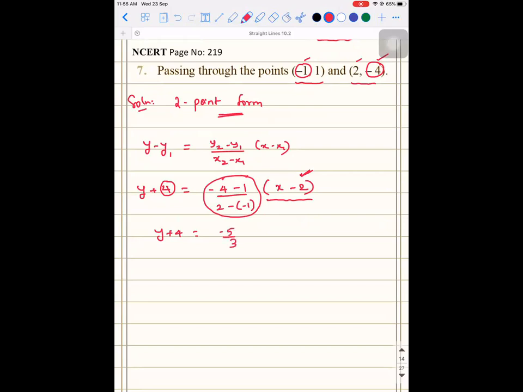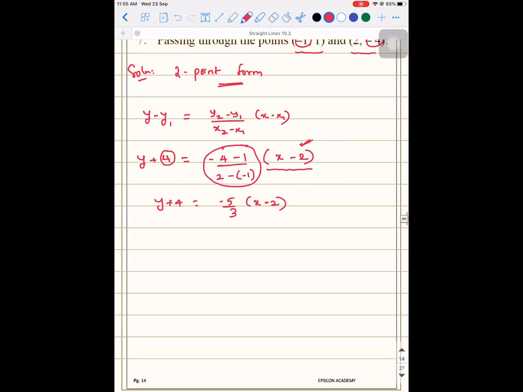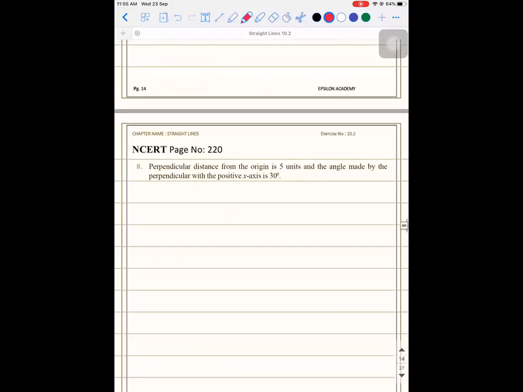So y plus 4 is equal to -5 by 3 into x minus 2, which implies 3y plus 12 is equal to -5x plus 10. So 5x plus 3y plus 2 is equal to 0. 5x plus 3y plus 2 is equal to 0. Okay, so it's a simple problem. So I'm going to the next one.